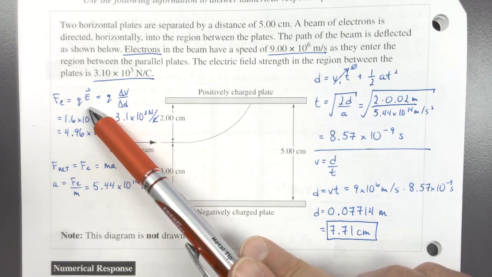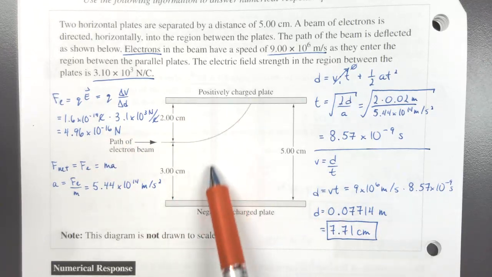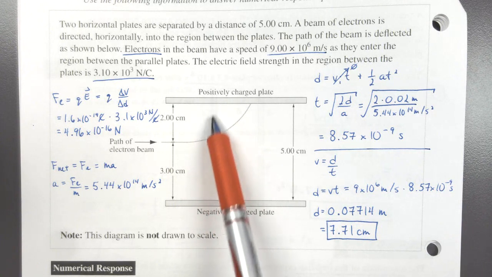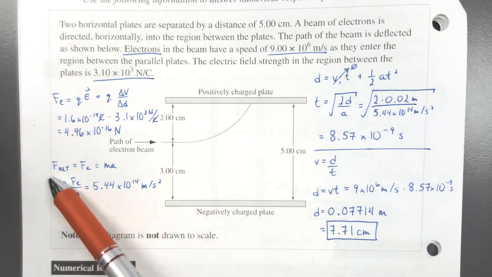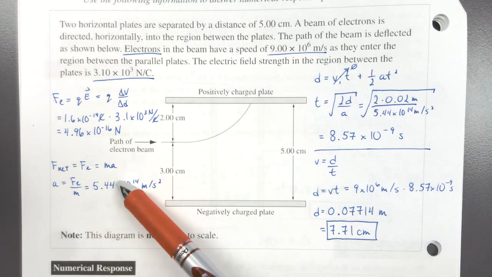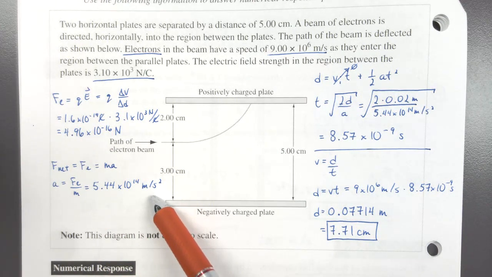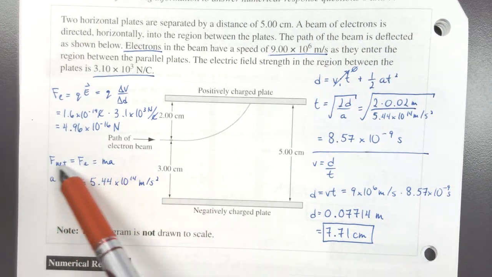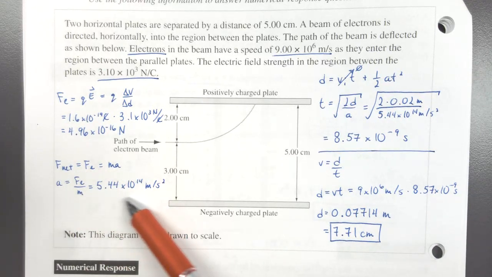Q times electric field, which is delta V over delta D, tells me the force that is pushing this electron, or pulling it, depending on how you look at the world, toward the positively charged plate. Looking at my FNet statement, the only force responsible here, ignoring gravity at these small values, is Fe. So Fe is my only net, or the only force acting, so it is also my net. Mass times acceleration, find my acceleration: 5.44 times 10 to the 14 meters per second squared.